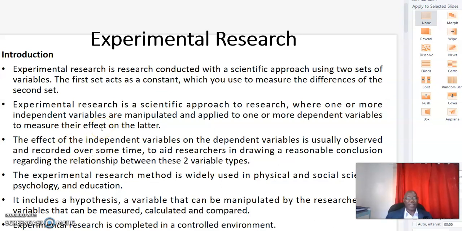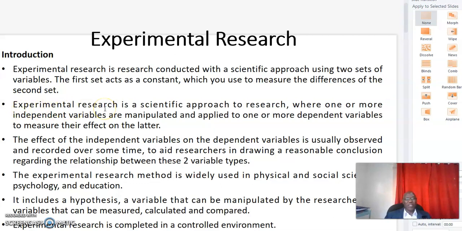I want us to look at this. The first thing that we need to ask ourselves is, what is experimental research? Experimental research is research conducted with a scientific approach using two sets of variables. The first set acts as a constant, which you use to measure the differences of the second set.